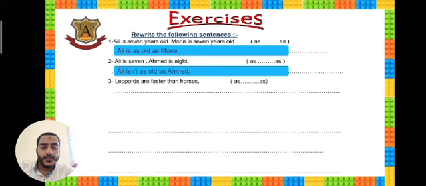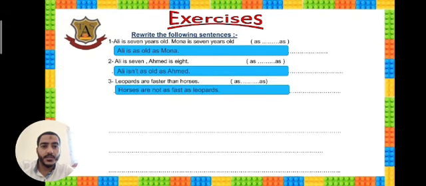Leopards are faster than horses. Use as and as. Nice, very good. Horses are not as fast as leopards. Okay? Very good.